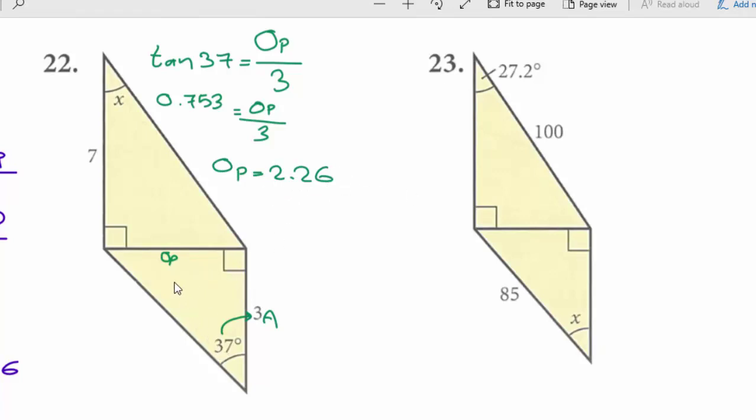Now, how does this help to find angle X? The side is 2.26. Now, for angle X, we have the opposite. This is the opposite, and this is the adjacent side. The hypotenuse is not given, so it means we have to use tan. Tan of X is equal to the opposite 2.26 over 7.